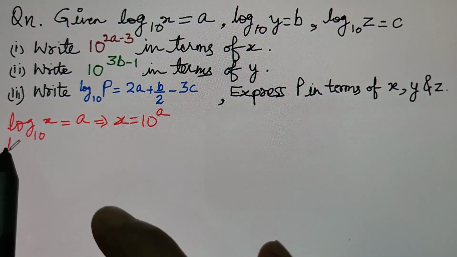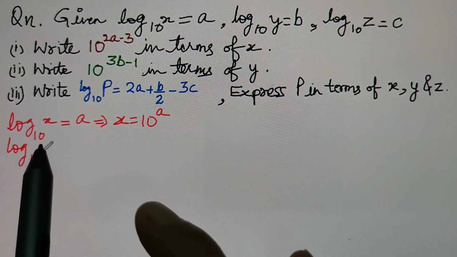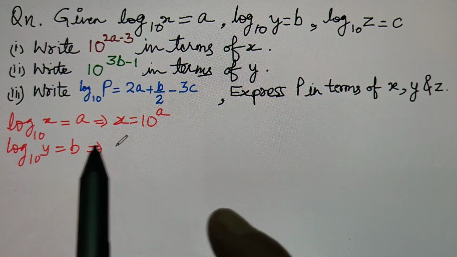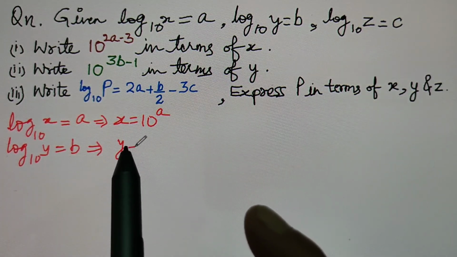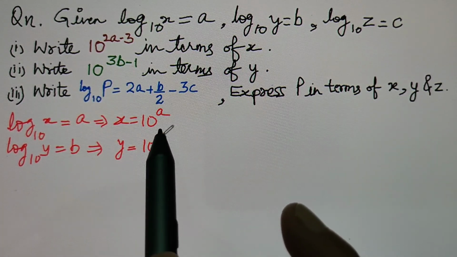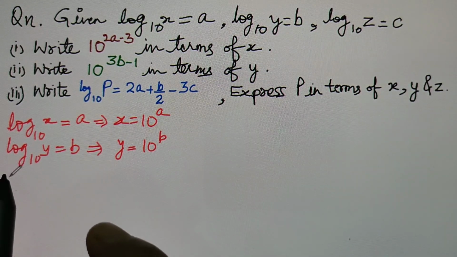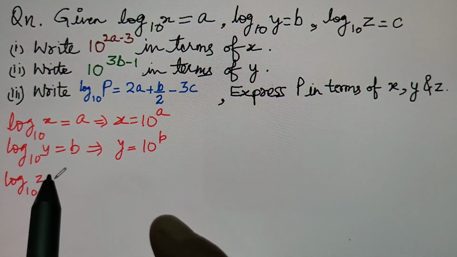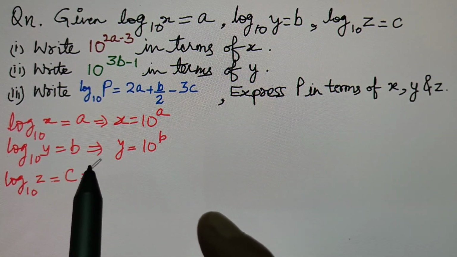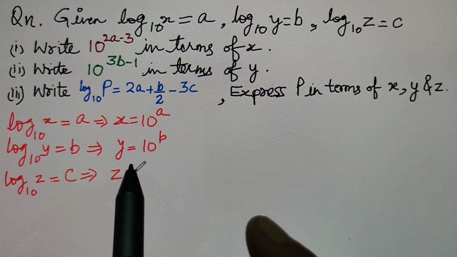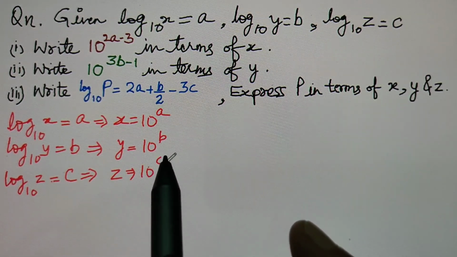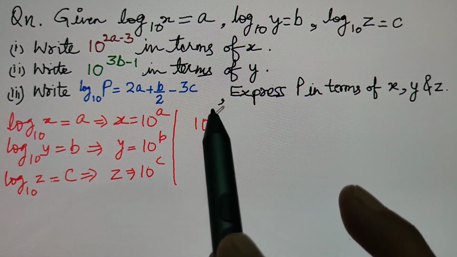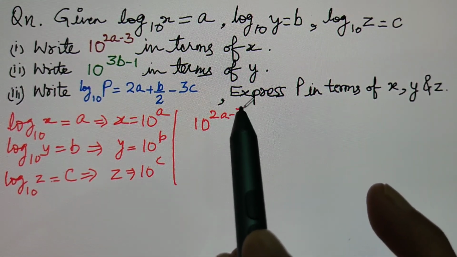In the second case where we have been given log of y to the base 10 which is equal to b, this can be written as y which is equal to 10 to the power b, and lastly we have log of z to the base 10 which is equal to c. Now this can be written as z which is equal to 10 to the power c. Now let us start the first part of the question where we have 10 to the power 2a minus 3.